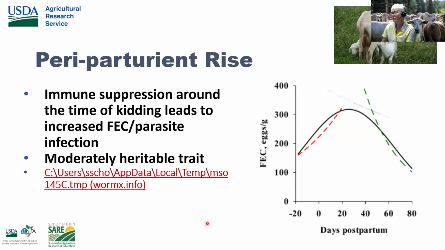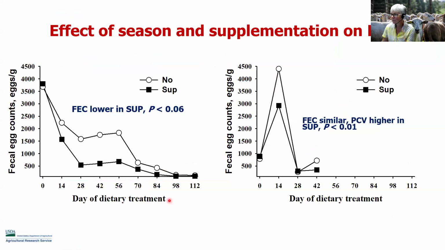I think I briefly mentioned the periparturient rise. The immune suppression around the time of kidding or lambing can lead to increased fecal egg count or parasite infection. So that's a time to be really cognizant of the nutrition program of ewes and does. And this slide here, in Katahdins, shows the peak fecal egg count occurs about 30 days post lambing. And again, we've got some more information on that on our website.